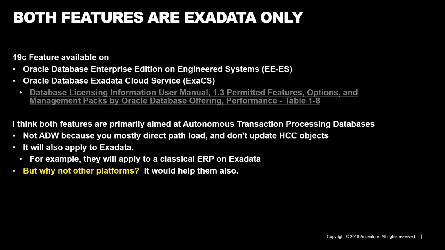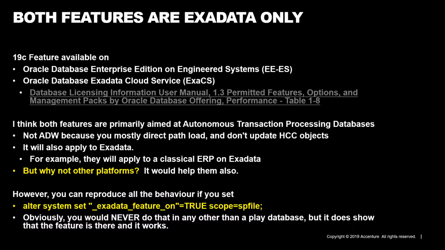I think it will be very interesting to see a classical ERP on Exadata on 19C and see how it behaves. I think it's a shame it's not available on non-engineered platforms. I think it would help them also. But I think that is a political decision rather than a technical decision. If you set this underscore exadata feature on parameter, you can reproduce all of the behavior I've described today on a non-engineered database. Now, obviously, we'd never do that in the real world, but it does show that the feature is there and it could be made available.